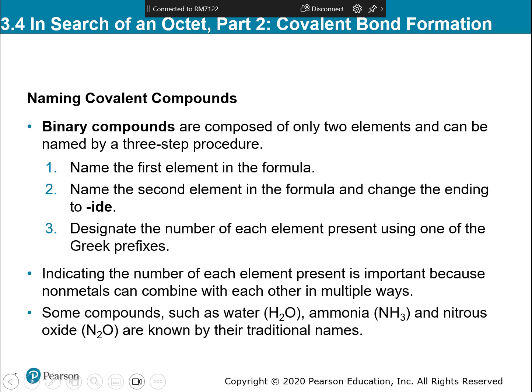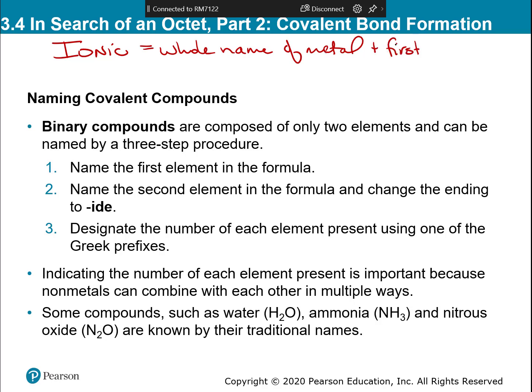So we talked about naming ionic. So remember that when generally naming ionic molecules, you use the whole name of the metal, first part of the nonmetal, and then you add IDE. Unless it's a transition metal, you've got to use the Roman numerals. Unless it's a polyatomic, in which case you've got to use that. But sort of the first part of the nonmetal plus IDE. So that's kind of the basic plan with ionic.